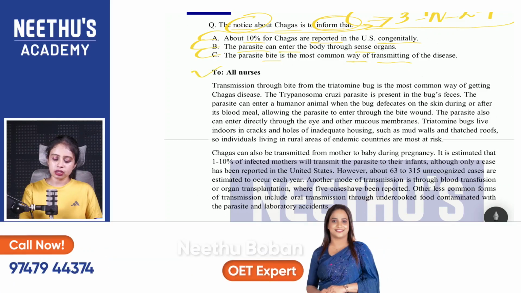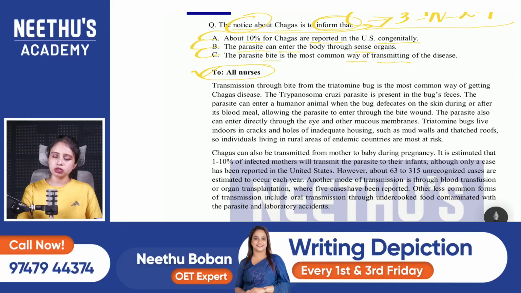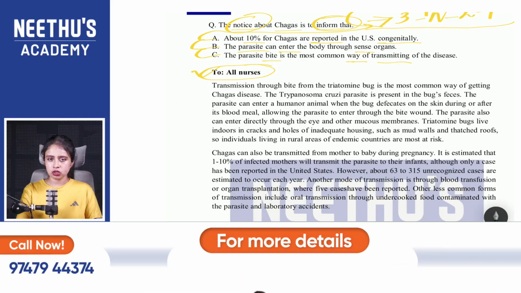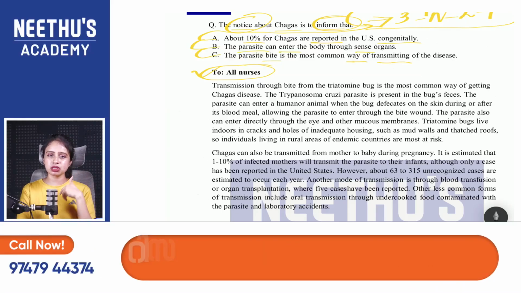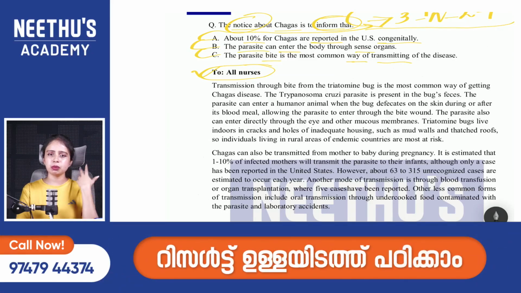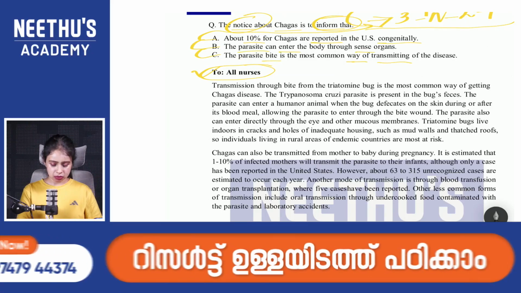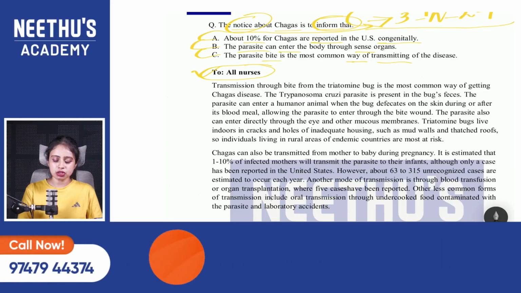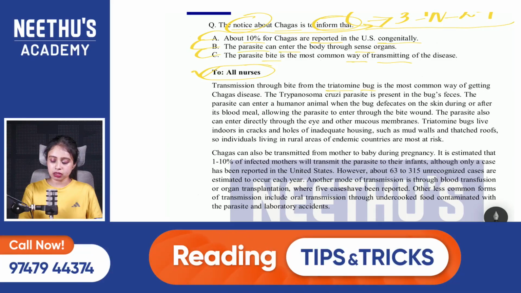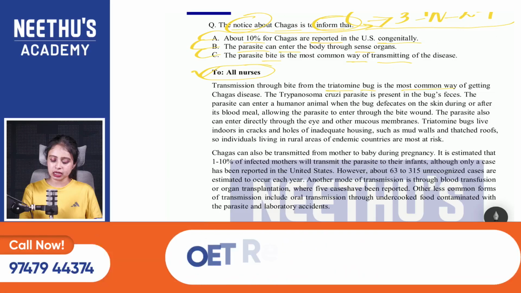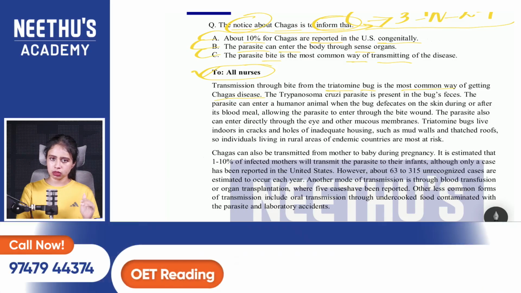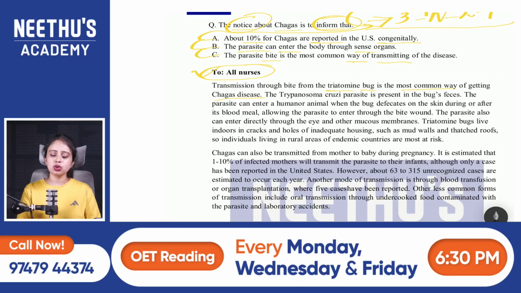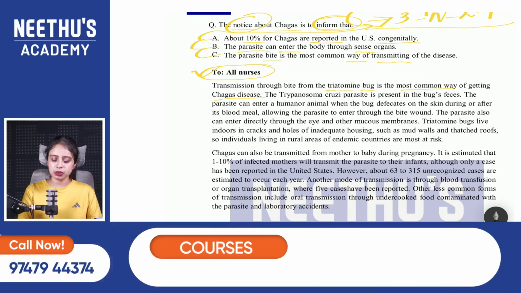To all nurses. Who is the notice for? To all nurses. So likewise in the third category, there will be a sender, a receiver, and maybe a subject line as well. Now, transmission through bite from the triatomine bug is the most common way of getting Chagas disease. If you are an average student, you will select which option? You will select option C.